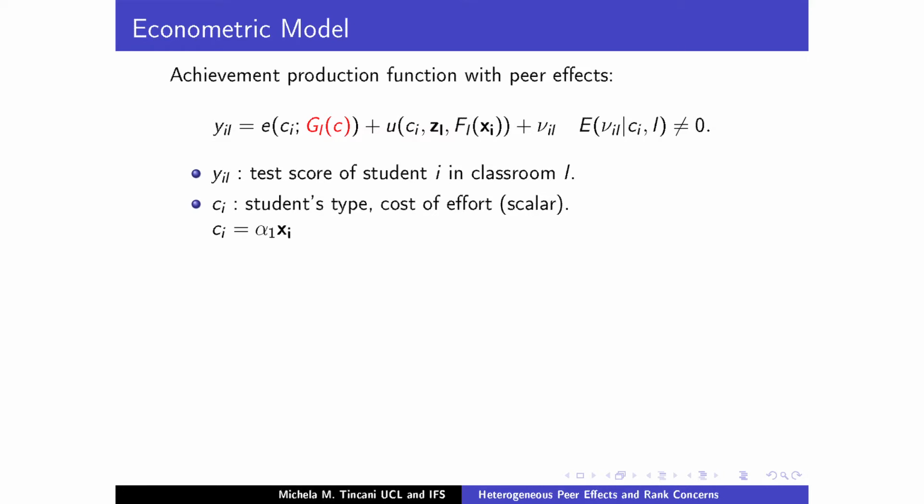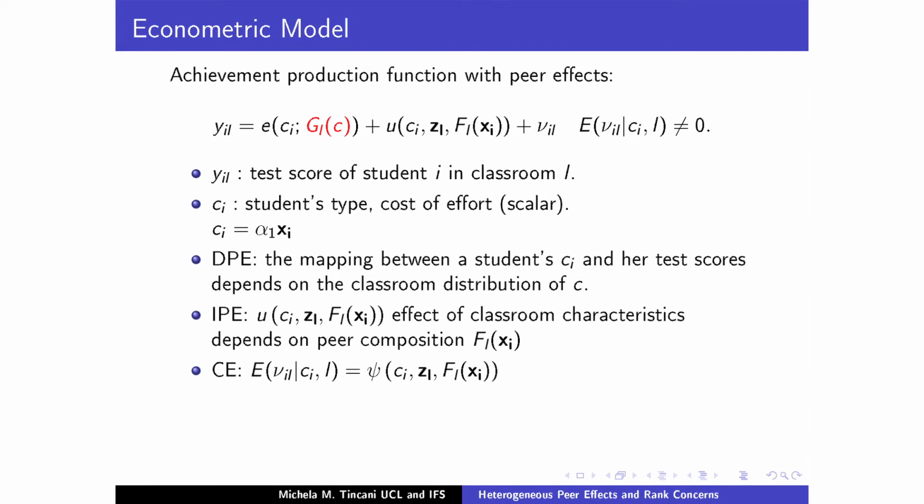And what is a student's type? It's going to be a linear function of all the things I see about the student that I think affect their ability to study. So this will have initial test scores, parental education, parental income, and gender, I think. So why are there direct peer effects? Well, if you look at this function, it depends on the classroom distribution. So that's what's generating a direct peer effect.